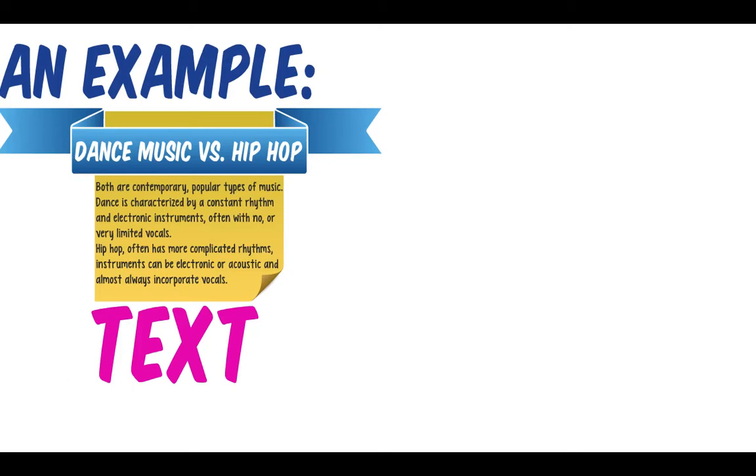Dance is characterized by a constant rhythm, electronic instruments, often with no or very limited vocals. Hip hop often has more complicated rhythms. Instruments can be electronic or acoustic, and almost always incorporate vocals. Okay, so this is the text. If you notice, it's general information, general categorical information about these 2 types of music.